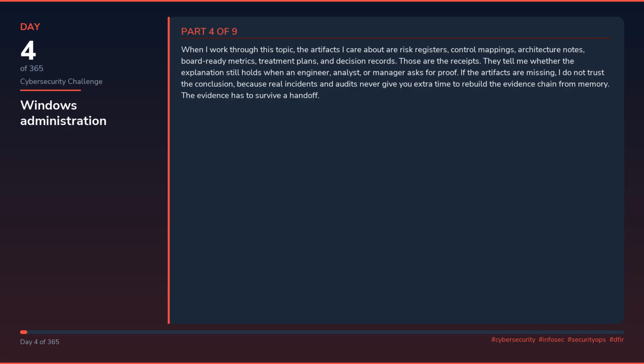Those are the receipts. They tell me whether the explanation still holds when an engineer, analyst, or manager asks for proof. If the artifacts are missing, I do not trust the conclusion, because real incidents and audits never give you extra time to rebuild the evidence chain from memory. The evidence has to survive a handoff.